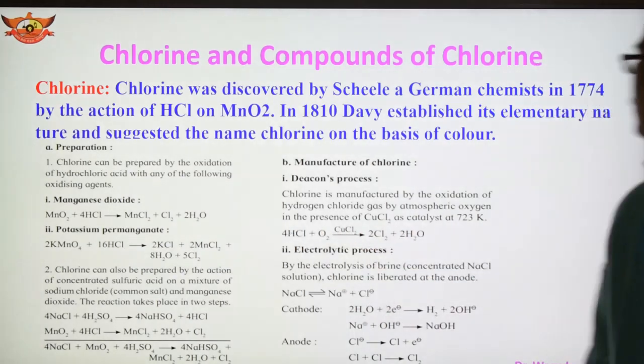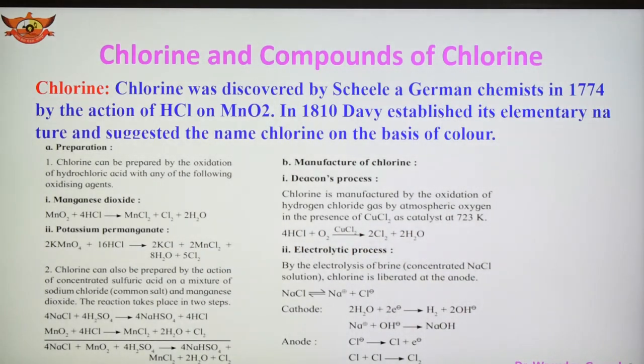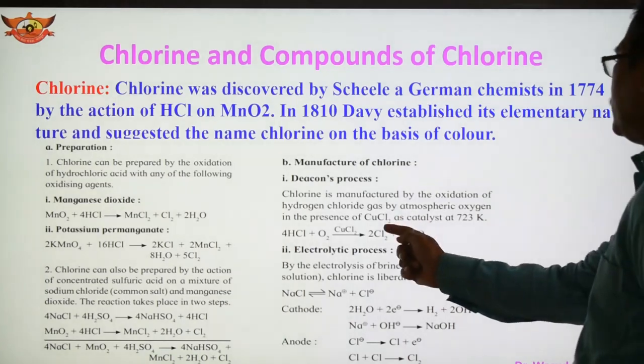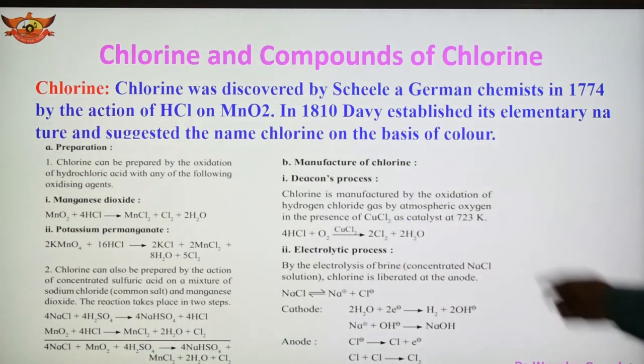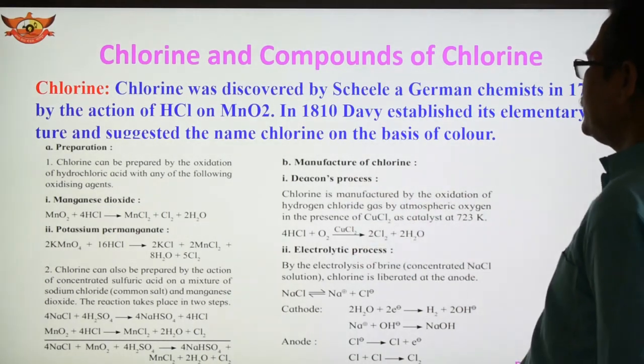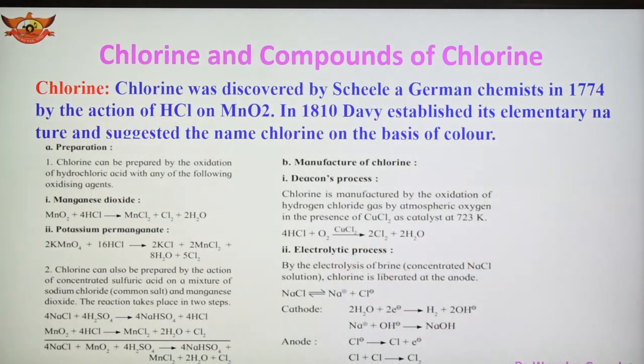So Cl2 is manufactured by the Deacon process, in which hydrogen chloride gas reacts with oxygen in the presence of a CuCl2 catalyst at a temperature of 723 K. This is the simple reaction known as the Deacon process. Another method is the electrolytic process, by carrying out the electrolysis of NaCl.